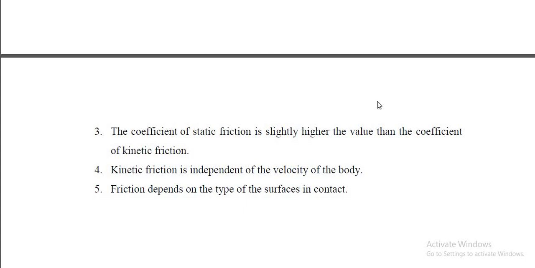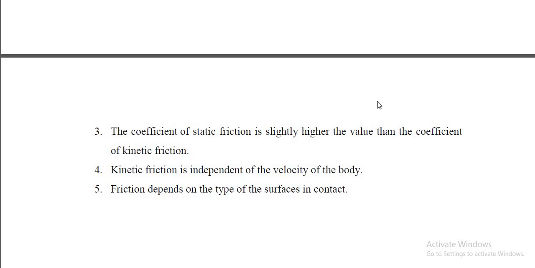Then the coefficient of static friction is slightly higher than the coefficient of kinetic friction, because in static friction the body is at rest, so the frictional force has a maximum value. Until it crosses that value, it does not enter into kinetic friction. In kinetic friction, although there is some friction when the body is moving, that friction is always less than the static friction. That's why the coefficient of static friction is slightly higher than the coefficient of kinetic friction.